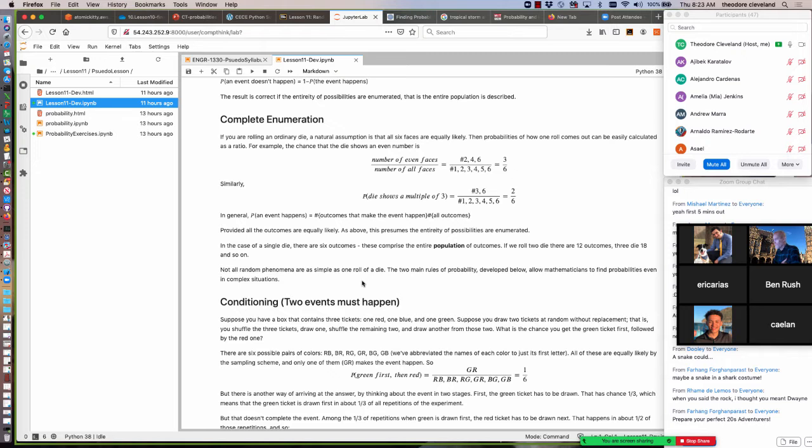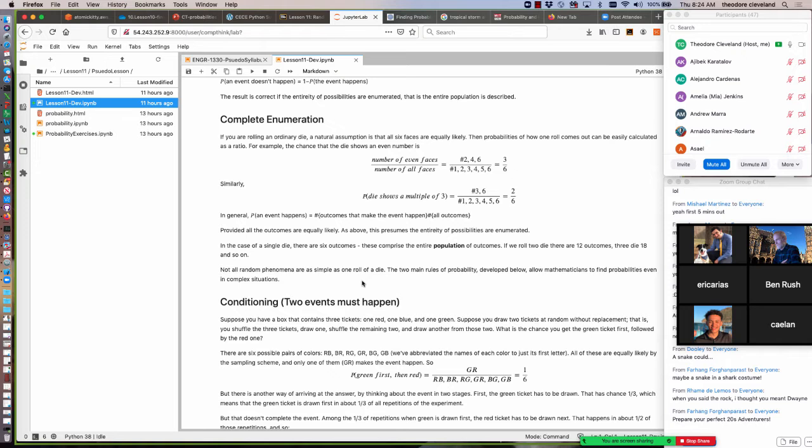So there's 2 possibilities that are multiples of 3, the numbers 3 and 6, out of the 6 total possible outcomes that the die can show when we roll it. And so the probability that the die shows a multiple of 3 is the ratio of 2 over 6, or 1/3. 1/3 of the time we'll get a multiple of 3.